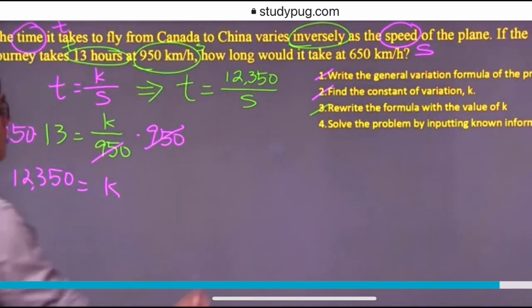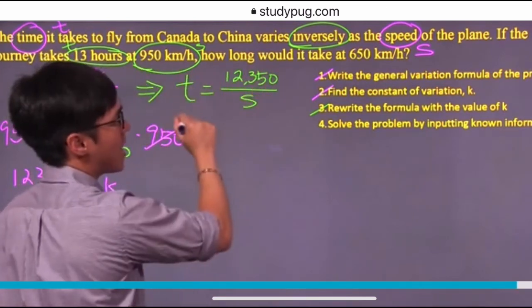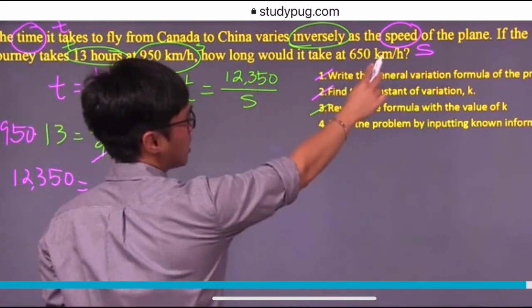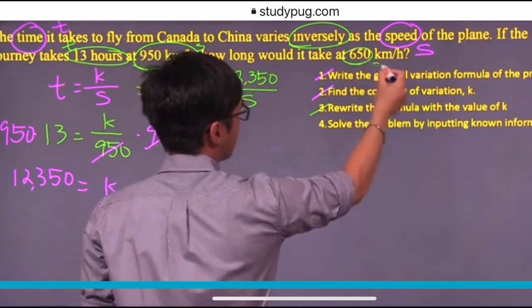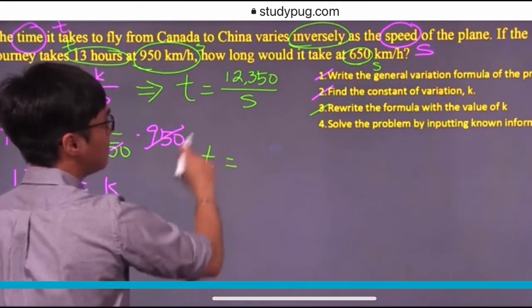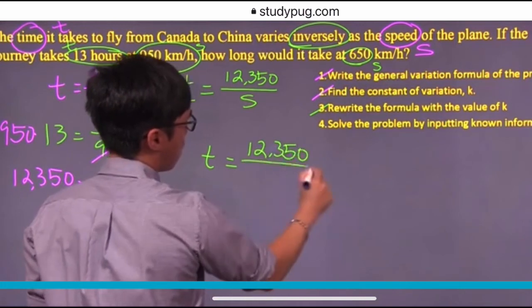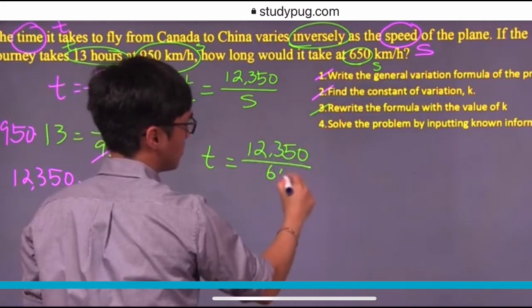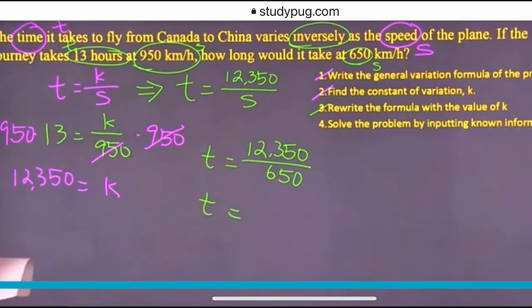Now what's the question? The question is how long would it take? So we're looking for the time at 650 kilometers per hour. This is our speed. So plug 650 into this, and we will be able to find the time taken. We have 12350 over the speed, which is 650. Plug this into the calculator, and we will get 19.